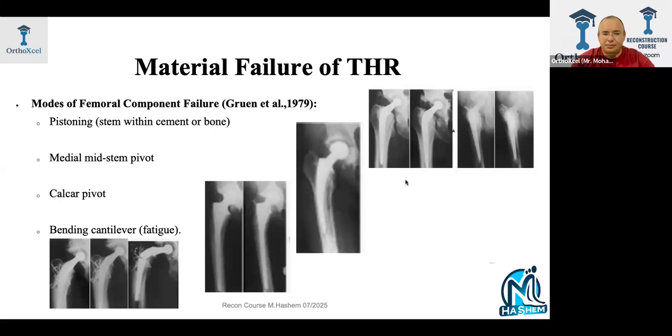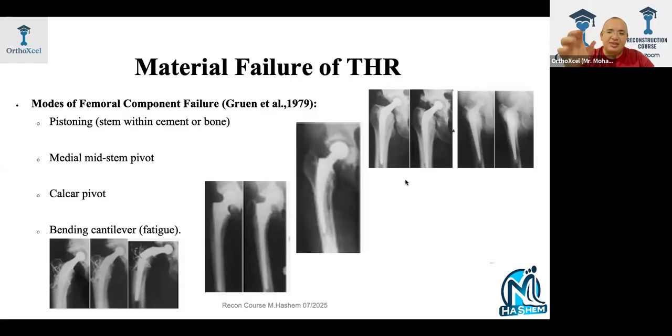Second one, if I have my implant loose up and down, so loose proximal and distal, what will happen? This stem will mid-point pivot. So pivoting up or pivoting down. It's already fixed from the middle only. Up and down is already loose. So if your stem is completely loose, it will piston. It will sink inside the medulla or inside the cement. Either the stem sinking inside the cement, or stem and cement sinking inside the medulla. What if my stem is only fixed in the middle and it's loose up and down, loose proximal and distal? It will do a mid-stem pivot.